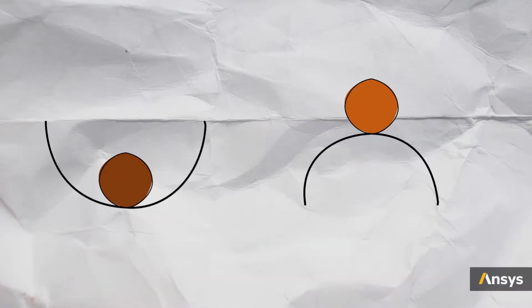For instance, let's consider these two scenarios where a cylinder is resting on a convex and a concave surface. The stability of this system is defined as a state where the cylinder will get back to its original state when it is subjected to a small disturbance.